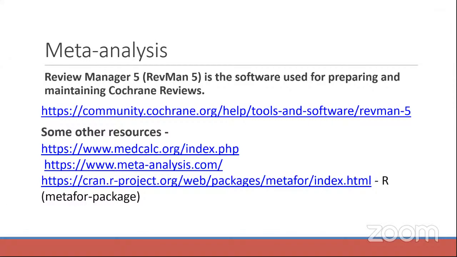In case you're performing a meta-analysis, the most commonly used one is RevMan 5 from the Cochrane group. It is free to use, and here's a link for you referring to that. There are some other resources which include MedCalc, meta-analysis, Meta for package, and even Stata can be used. And some of them are paid services, okay? They're not free to use. RevMan 5 is a free one to use. And if you want to know how to use it, you can go through the Cochrane collaboration guidelines.